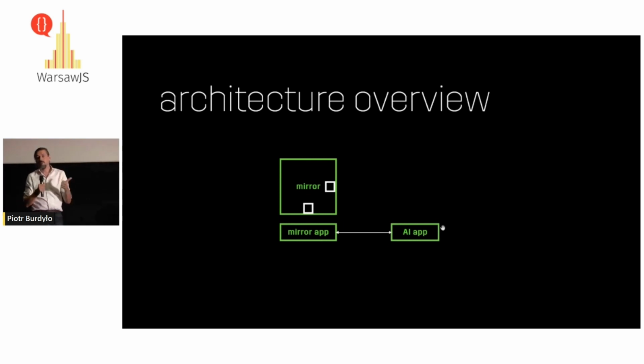The mirror has two specific pieces of equipment that I wanted to mention. One is the webcam, and the other one is the distance sensor. Our application receives events from the container, which hold information about the distance from the viewer to the mirror itself.